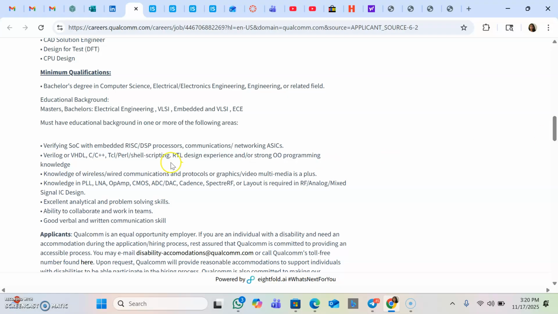Yes. So the educational background they have mentioned is a master's degree or bachelor's degree in electrical, VLSI, embedded, VLSI, EC; all of these are eligible. You must have an educational background in one of these areas. Verify SOC with embedded RISC DSP processor.